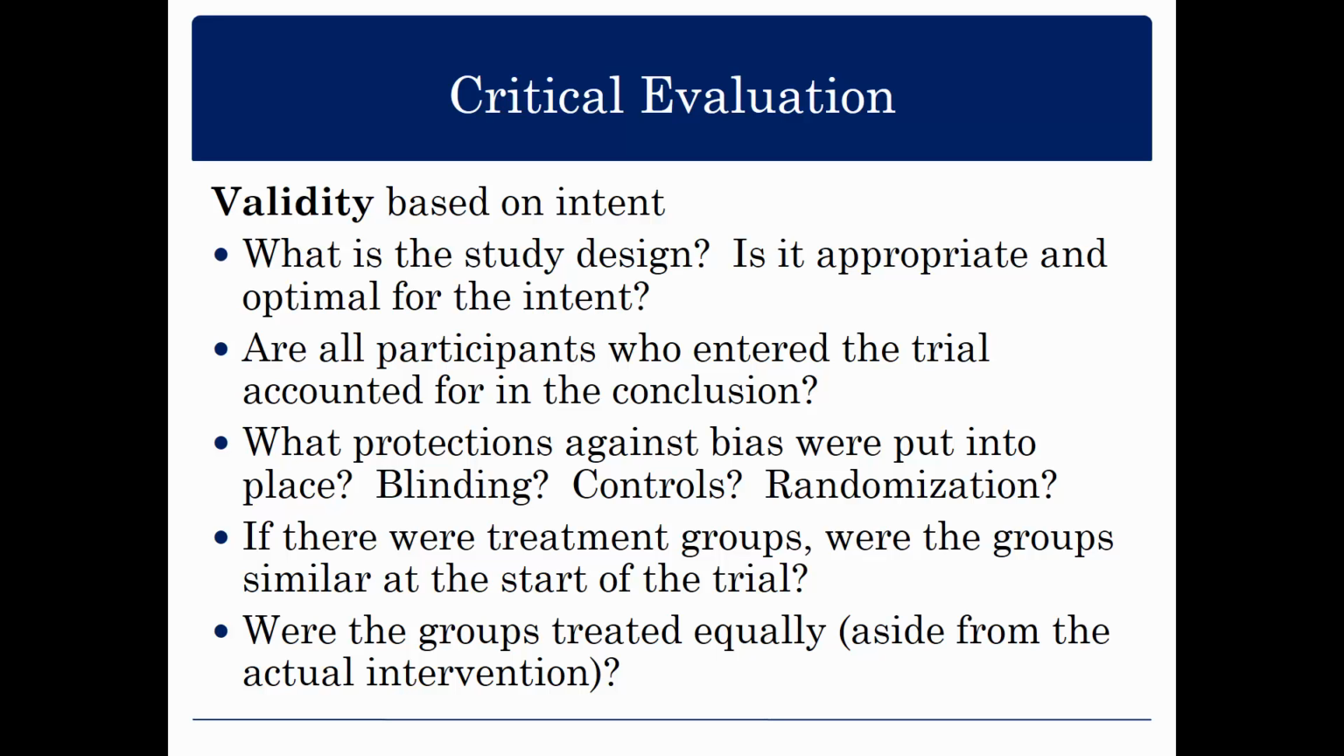It's a figure 1 to say who was approached, who was screened, who was eligible, who enrolled, who was randomized, who was treated. If they were lost to follow-up, how many were they and why were they lost, or did they not complete treatment or not get their outcome measured? All of those things are recorded in that figure. What protections against bias were put into place? How similar are the groups at the start of the study, and were the groups treated and observed equally?